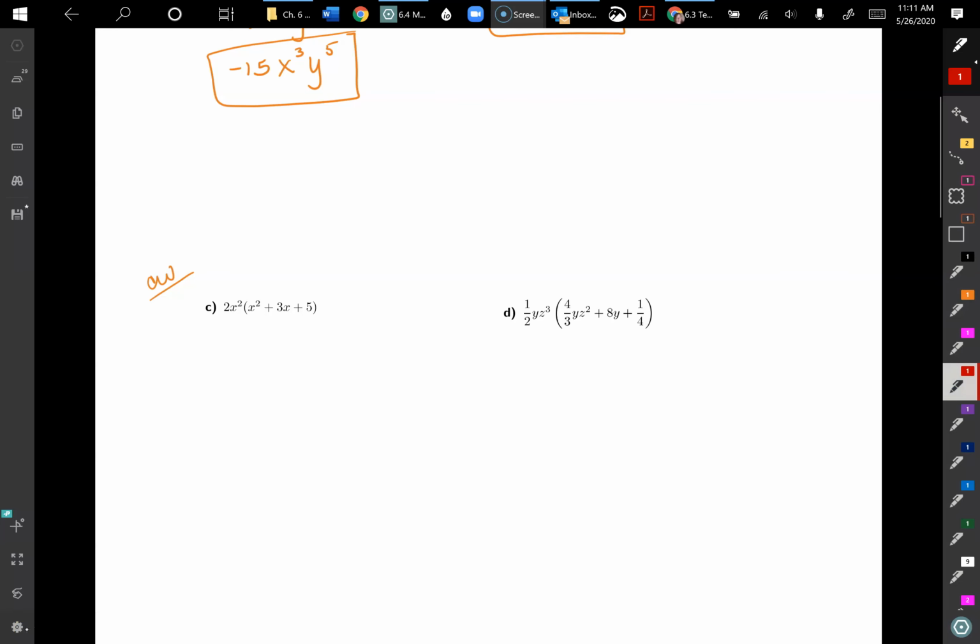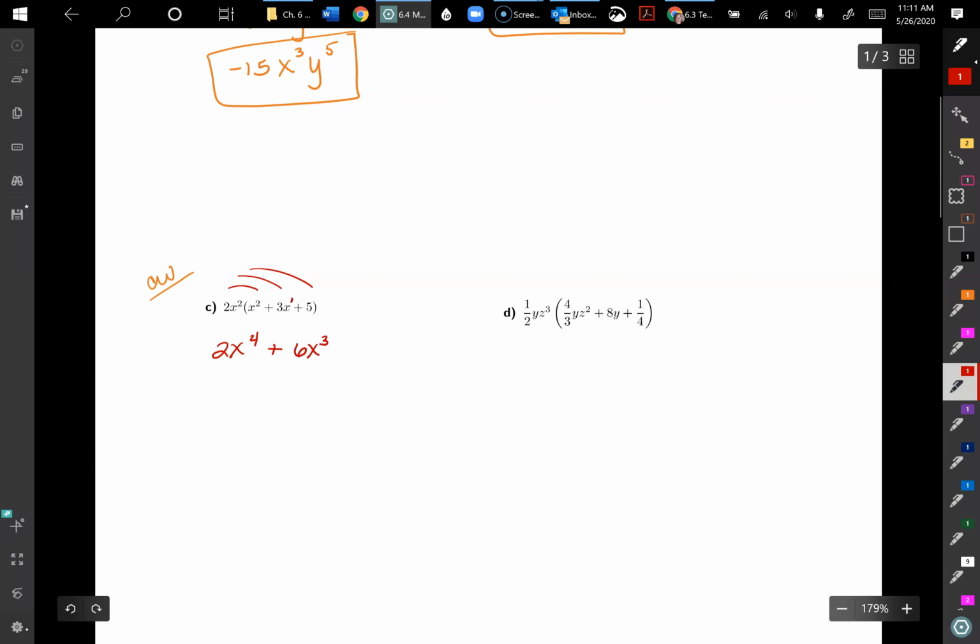So now here we have 2x squared times quantity x squared plus 3x plus 5. So I need to distribute because I have pluses in there. So I'm going to multiply 2x squared times x squared will be 2x to the 4th. Bring down my plus. 2x squared times 3x is going to be 6x cubed.